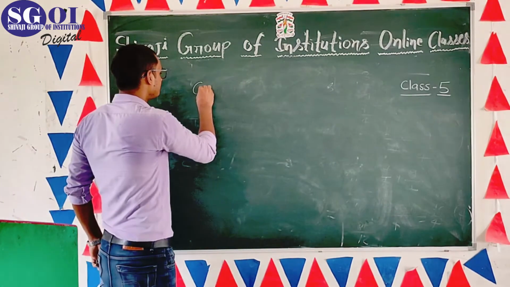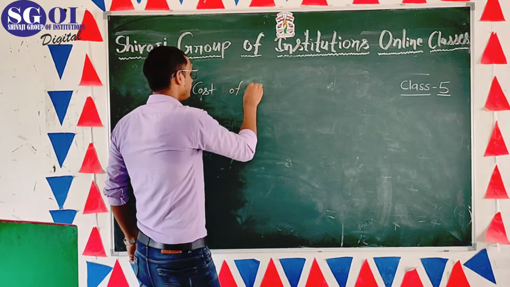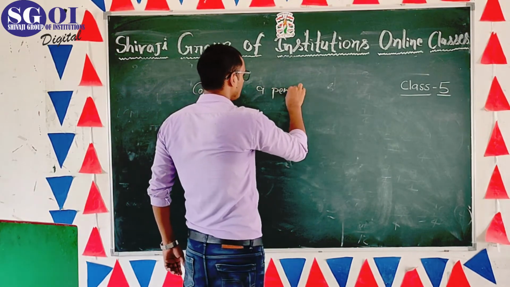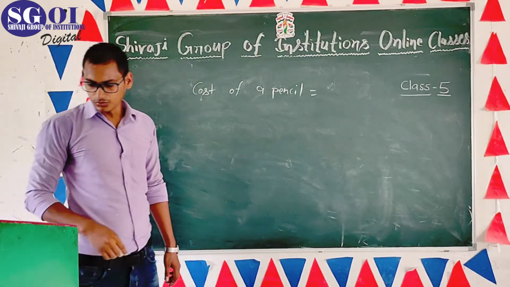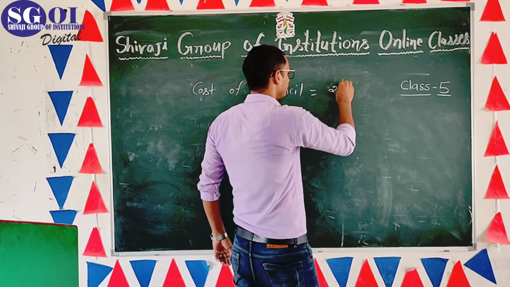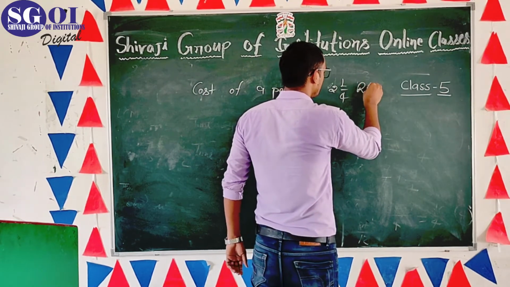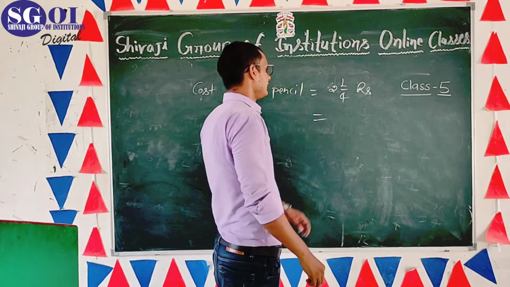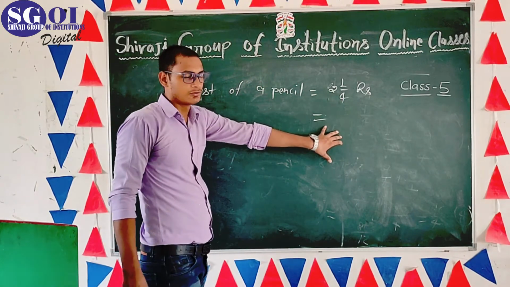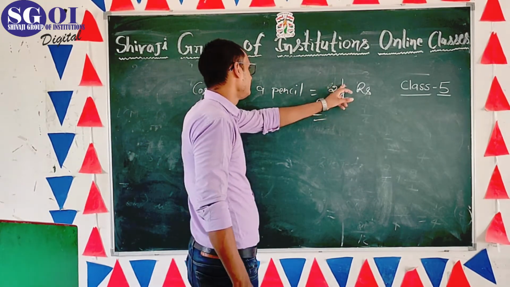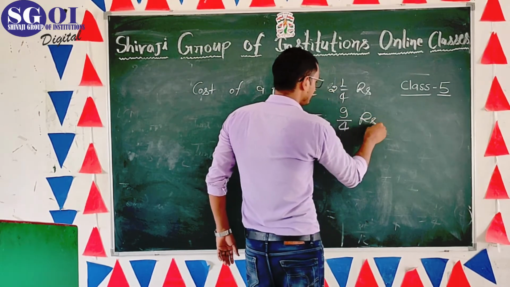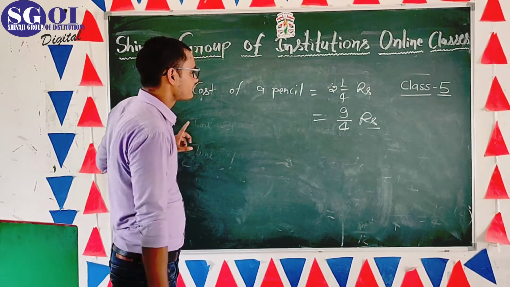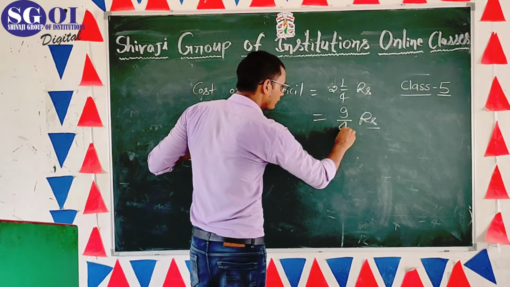Cost of a pencil is equal to 2 whole 1/4 rupees. Now we change this mixed fraction into improper fraction. 4 twos are 8 plus 1 is equal to 9/4 rupees. It means the cost of a pencil is equal to 9/4 rupees.